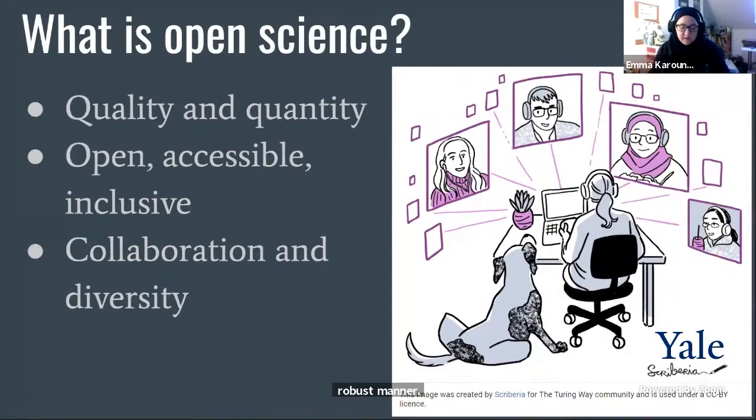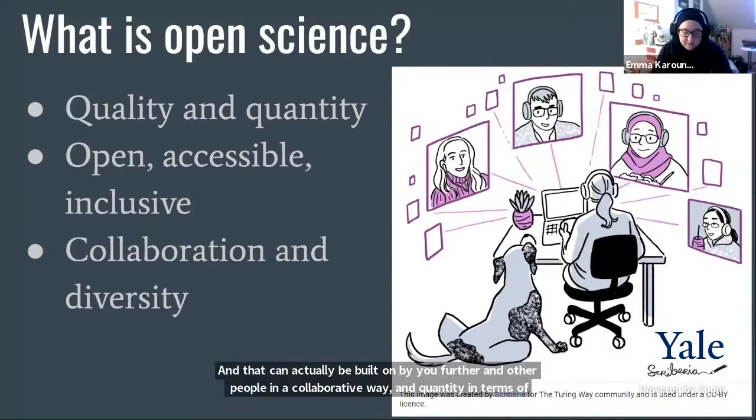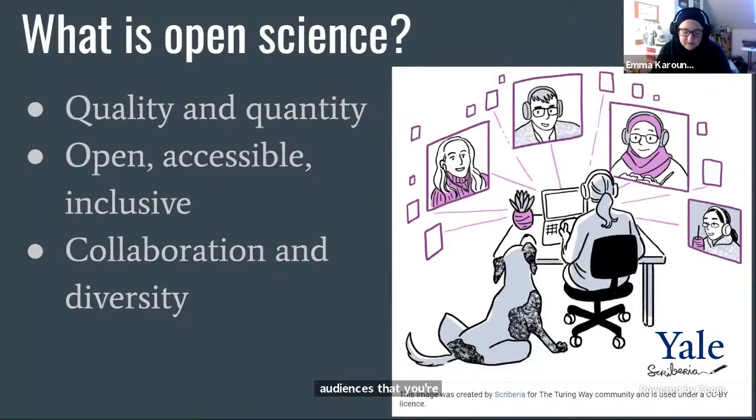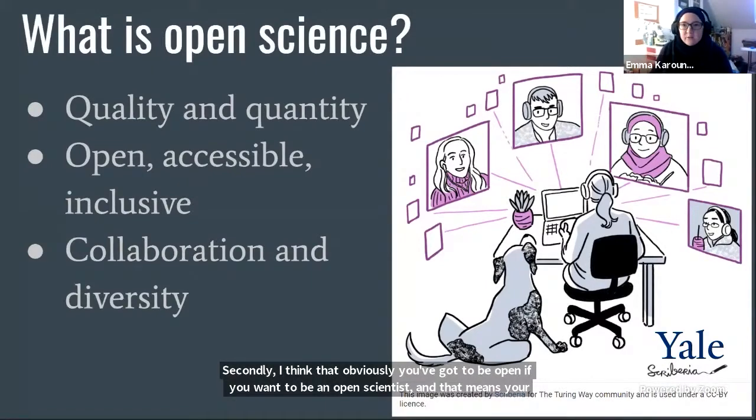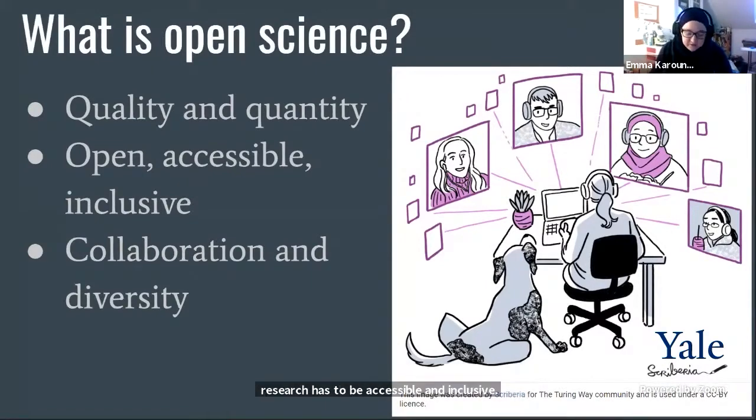Secondly, I think that obviously you've got to be open if you want to be an open scientist, and that means your research has to be accessible and inclusive. And that means that you should be sharing your research, working with different people, and generally being, I suppose, open, as the word says. And then lastly, which is my favourite bit about open science, is working in collaboration and also working very diversely.